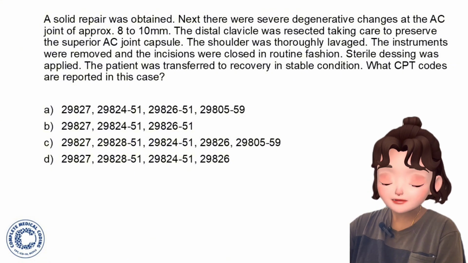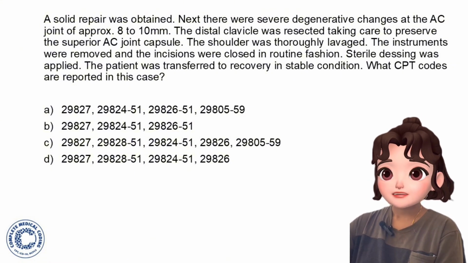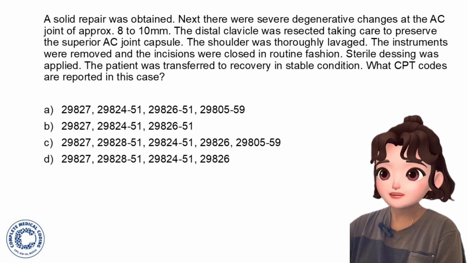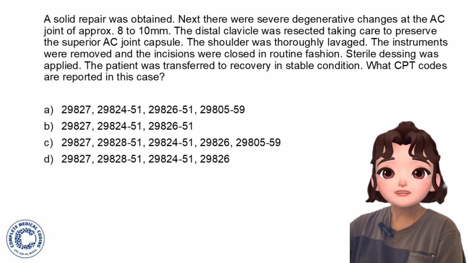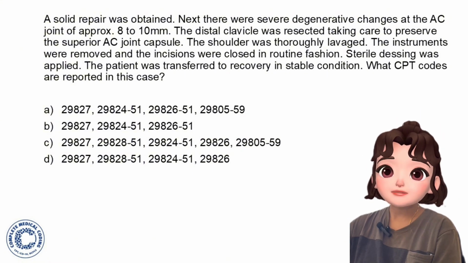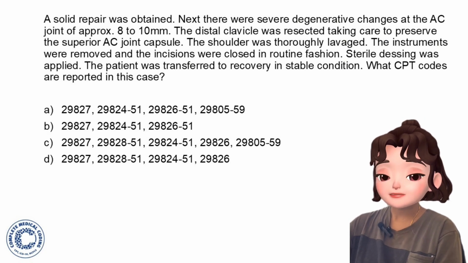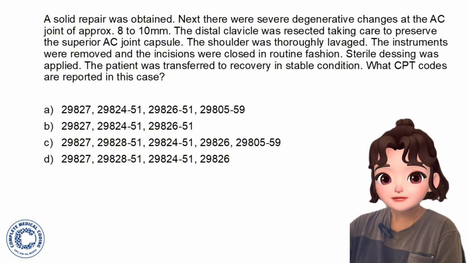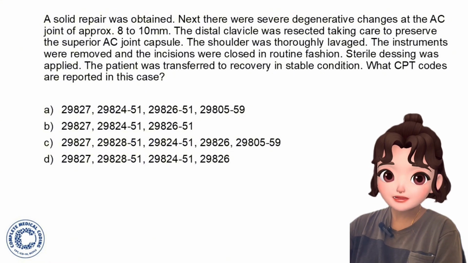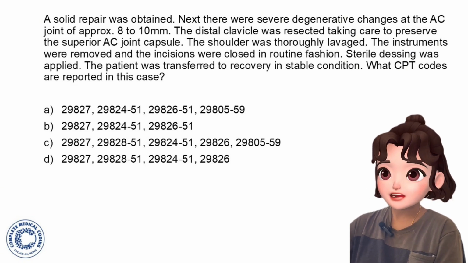So we need this code as well, which represents a multiple procedure, right? The doctor is doing multiple procedures. That is why they have marked it. That's why we need to mark the modifier 51 on 29824, because it's a multiple procedure. 824 and 826 both represent arthroscopy of shoulder. Both are arthroscopy of shoulder, but it's a separate procedure. That is why the 51 modifier is being appended here.